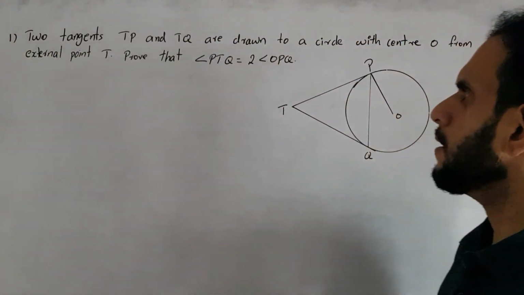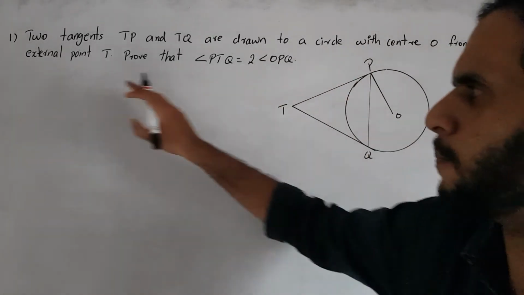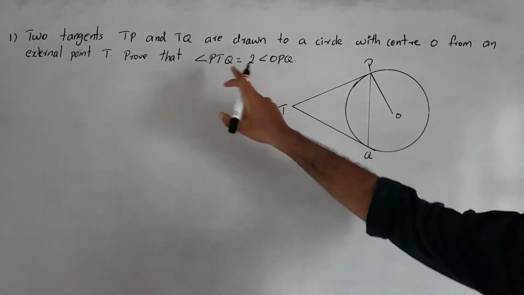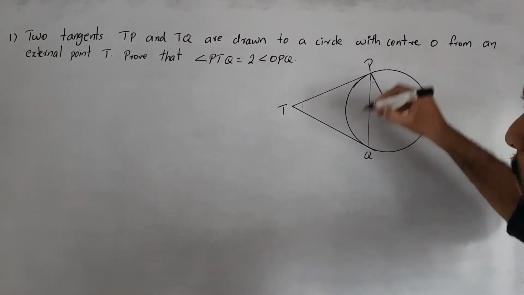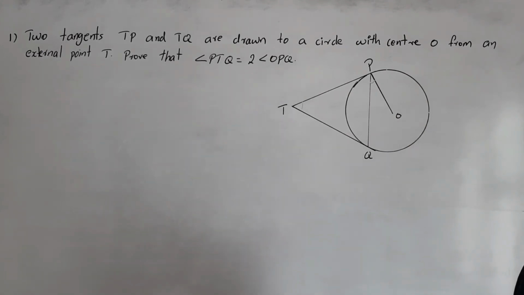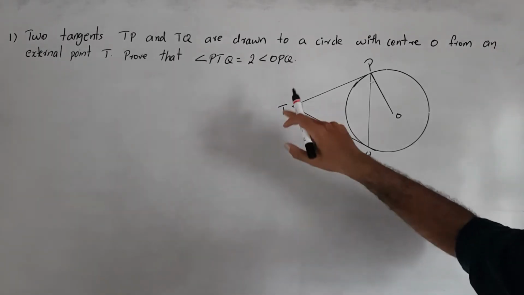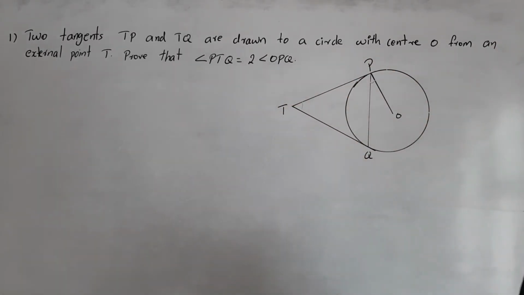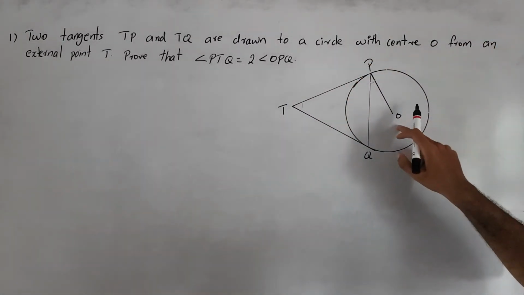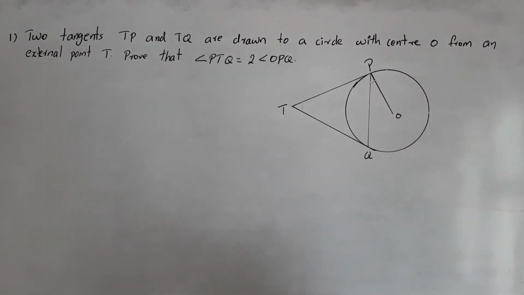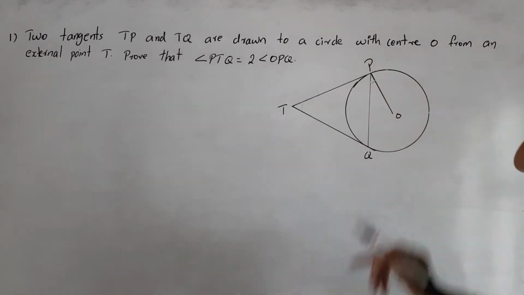Okay, first question is like this. Two tangents TP and TQ are drawn to a circle with center O from an external point T. Prove that angle PTQ is equal to double of angle OPQ. Here it is very clearly given T is an external point, and TP and TQ are the two tangents drawn from the external point to the circle with the center O. P and Q are the points of contact. Okay, so it is very clear OP is the radius and P is a point of contact.